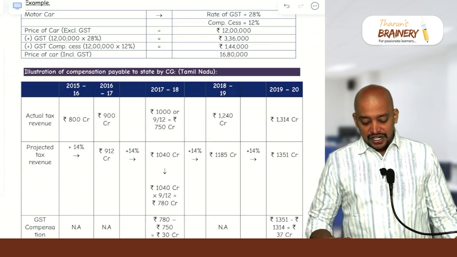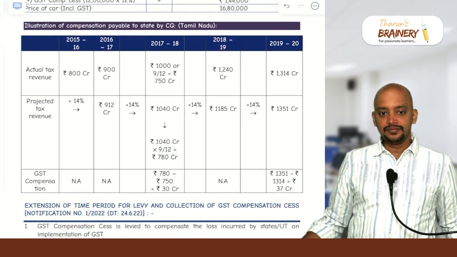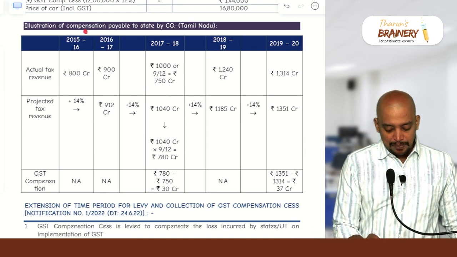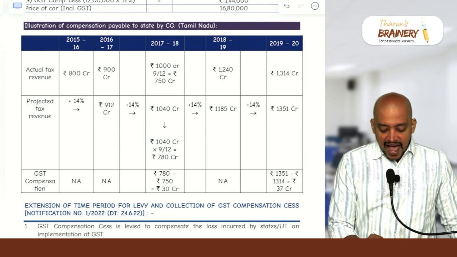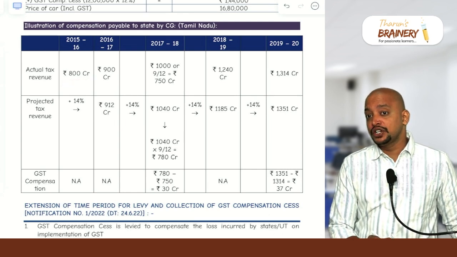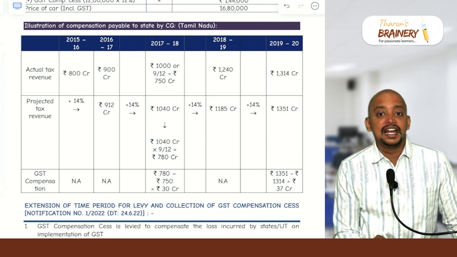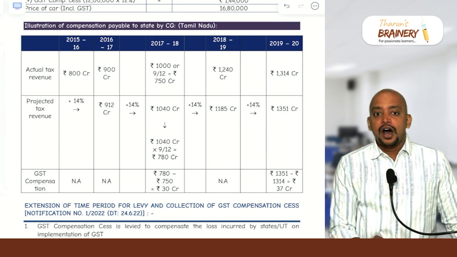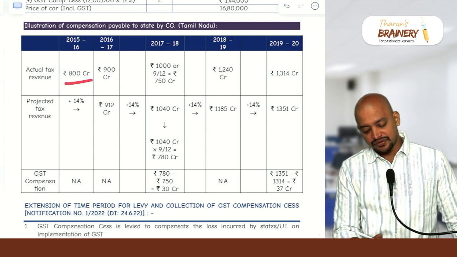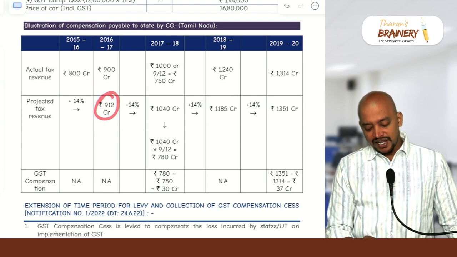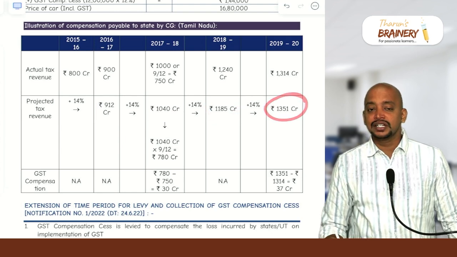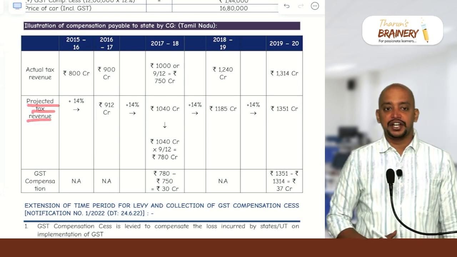How does it work? We will see with the help of an illustration. See the next page. Which year is taken as base year? 15-16 is taken as the base year. In 15-16, the actual revenue is 800 crores. Actual tax revenue means at that time indirect tax revenue to the state was 800 crores. Now, how do we get the projected tax revenue? Plus 14%. So 800 plus 14%, 912 plus 14%, 1040 plus 14%, 1185 plus 14%, 1351. That's how we got the projected tax revenue.